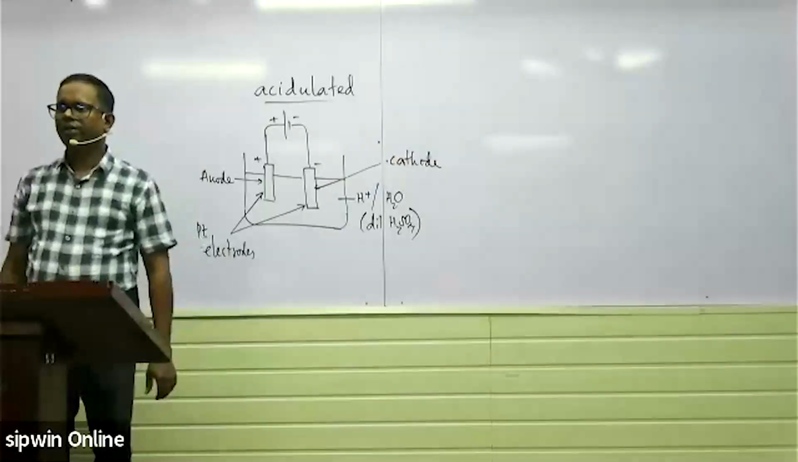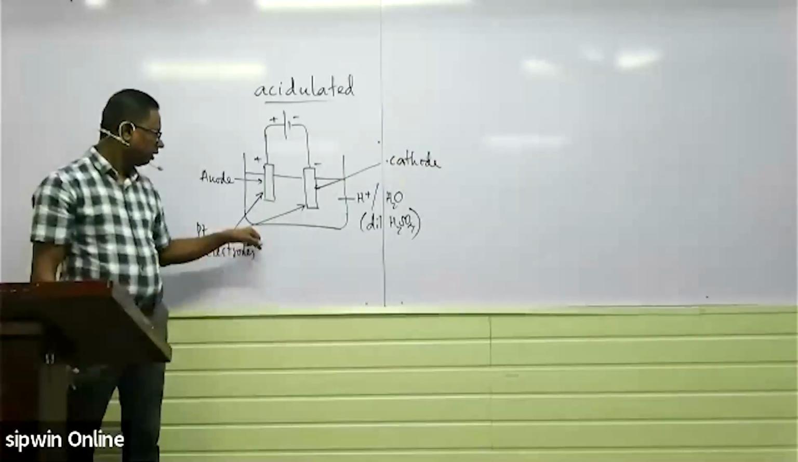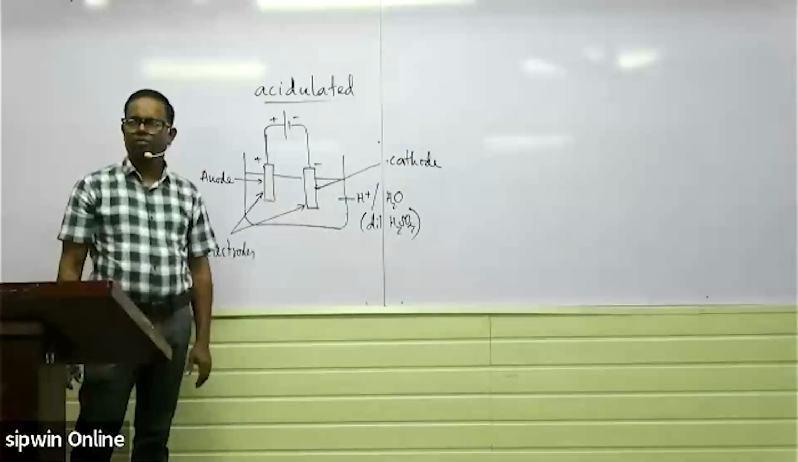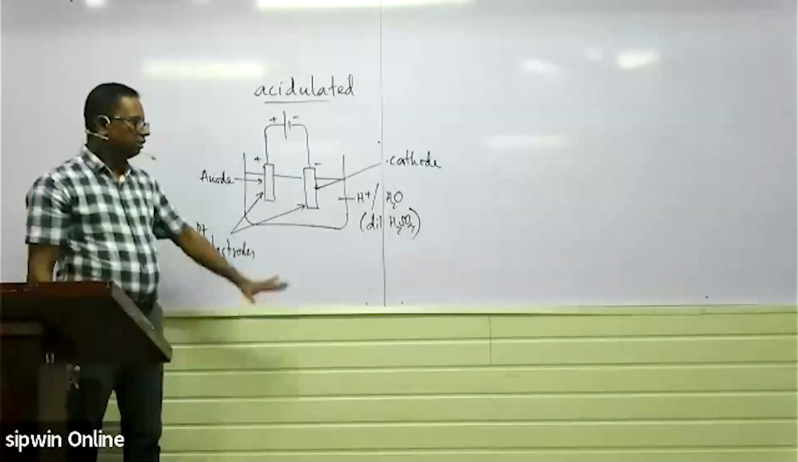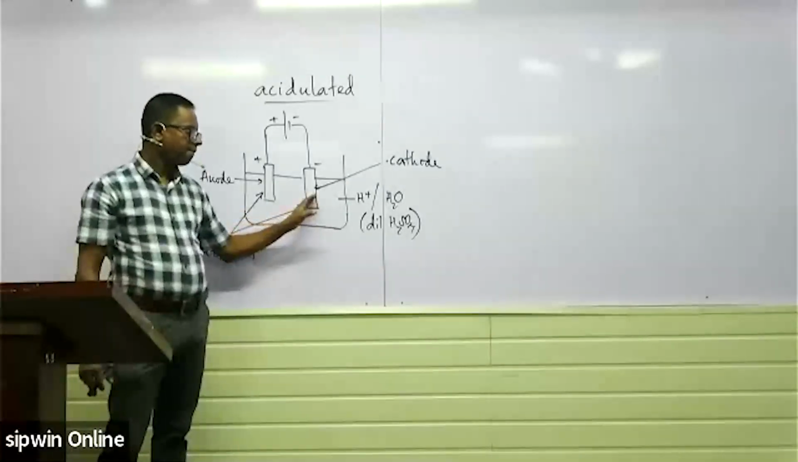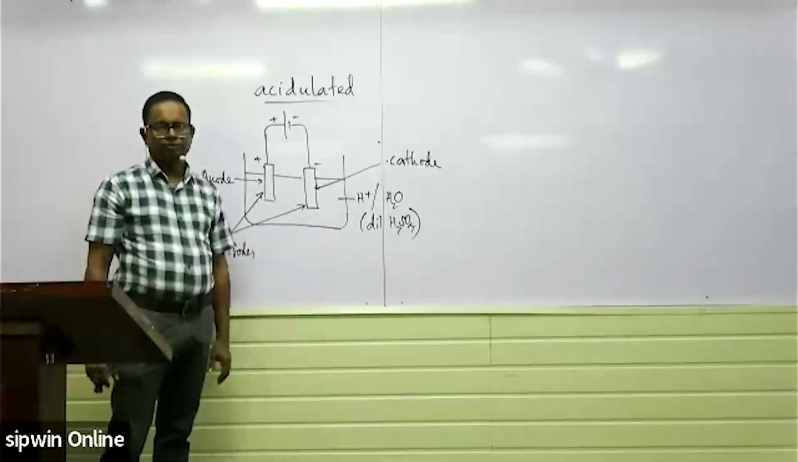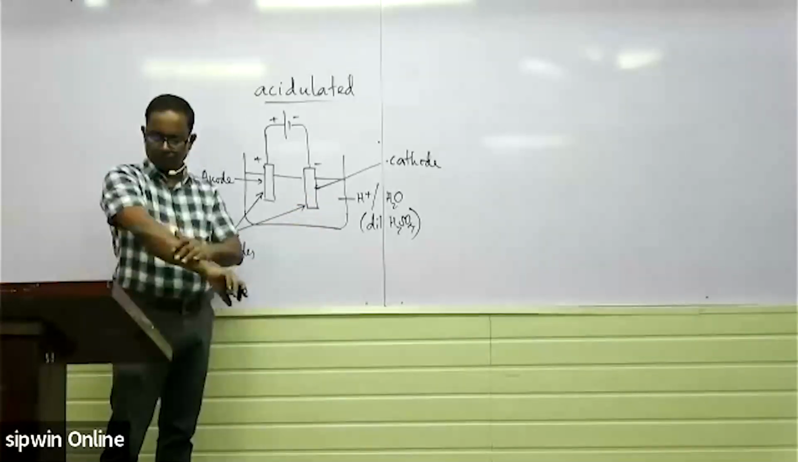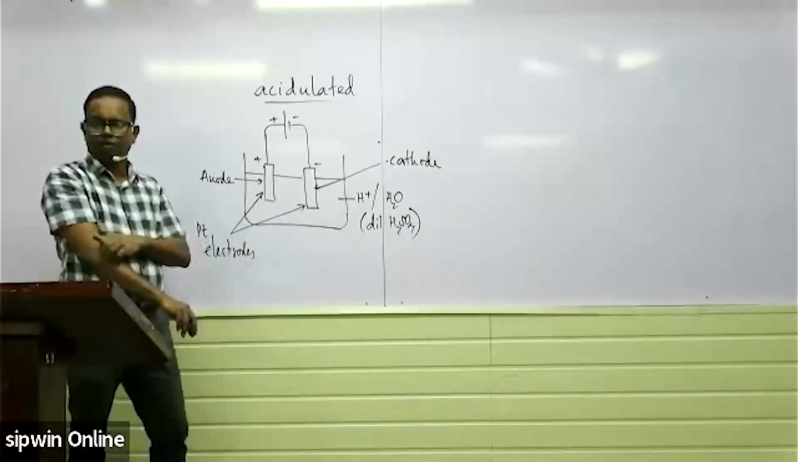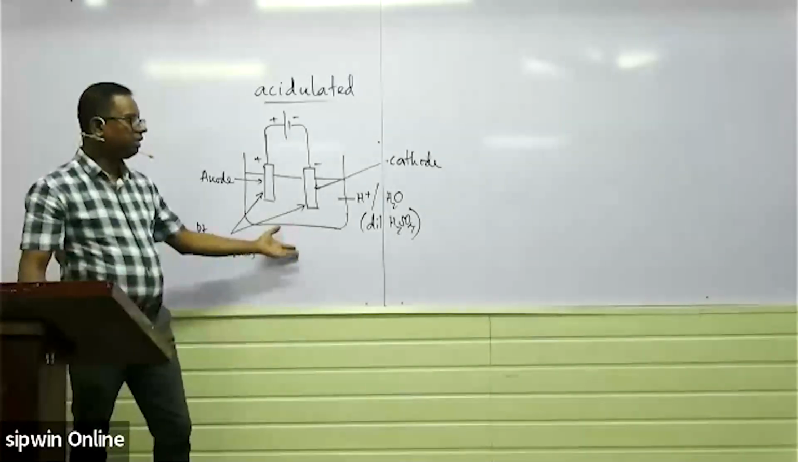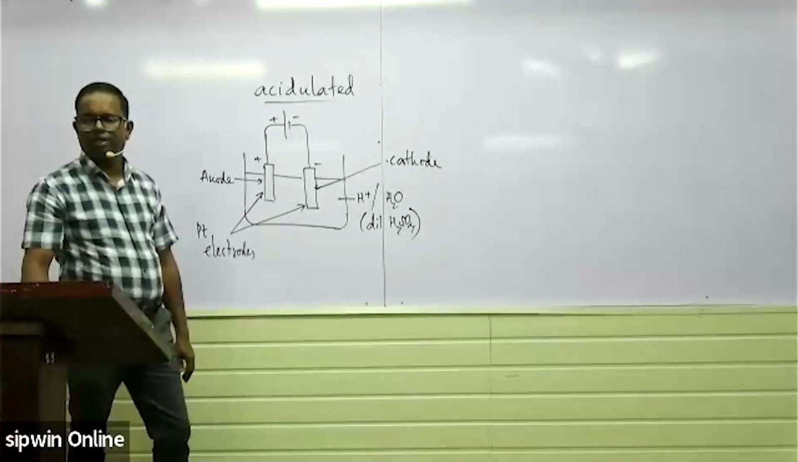Right. We'll write the anode reaction, cathode reaction. What are the products? Cathode product. Chloride is not there. Bromide is not there. Iodide is not there.